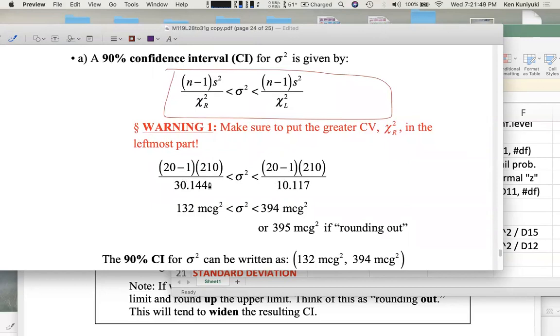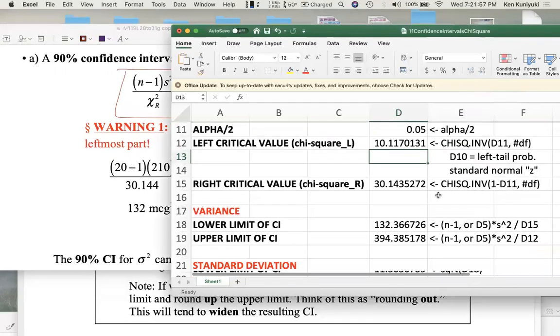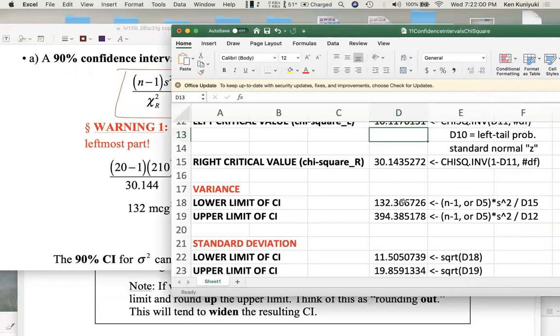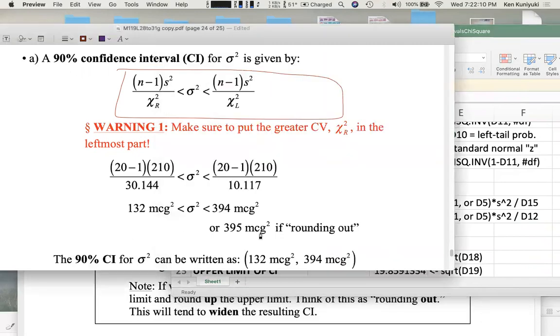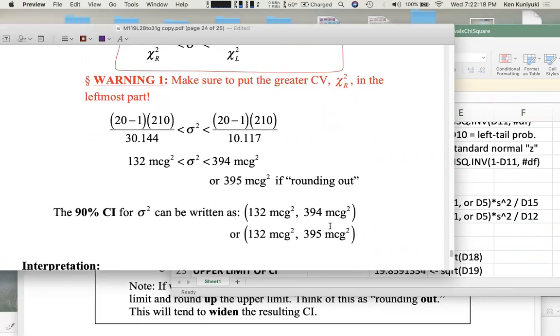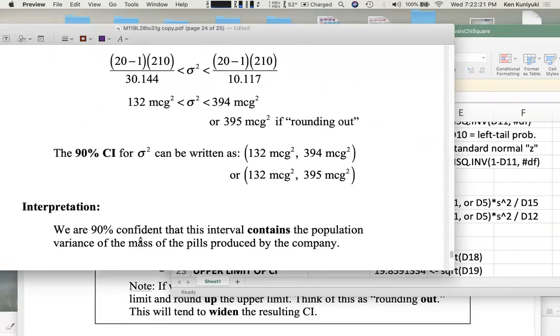So when you round these limits off, you get 132 square micrograms to 394 square micrograms. My Excel spreadsheet found that out. If you round these off, 132 to 394. Or if you round out, you round this down to, again, 132, but you would round this up to 395. That's if you want to apply that principle of being conservative, if you're rounding out. But either is fine. I'll accept either. All right. Interpretation: we are 90% confident that this interval contains the population variance of the mass of the pills produced by the company.